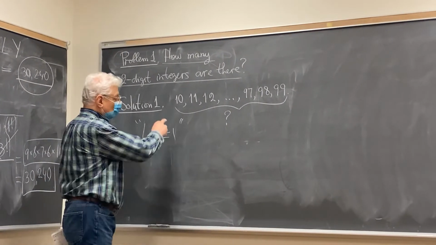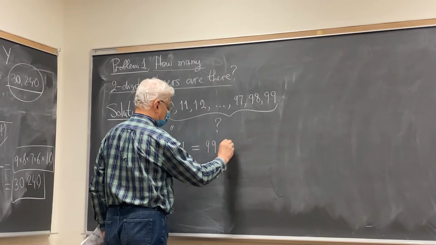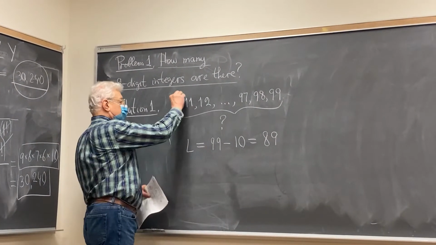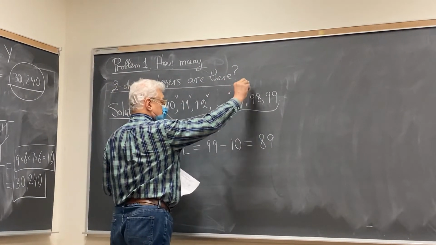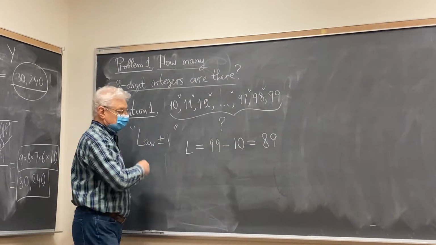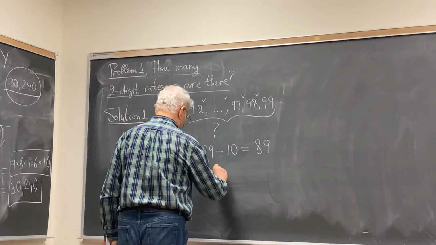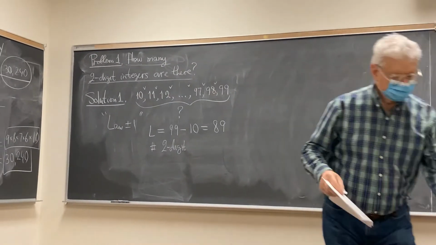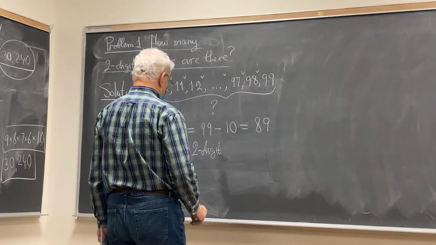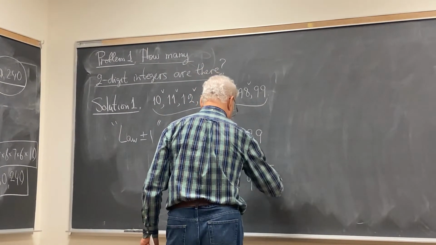This law says the following: what is the length of this sequence? If you measure with a ruler, the length is 99 minus 10, which is 89. What is 89? It is the number of intervals or commas between the numbers. If you want to find the total number of numbers, you have to add 1, because the number of numbers will be one more. So the number of two-digit integers equals 89 plus 1, which is 90. So this is the answer.